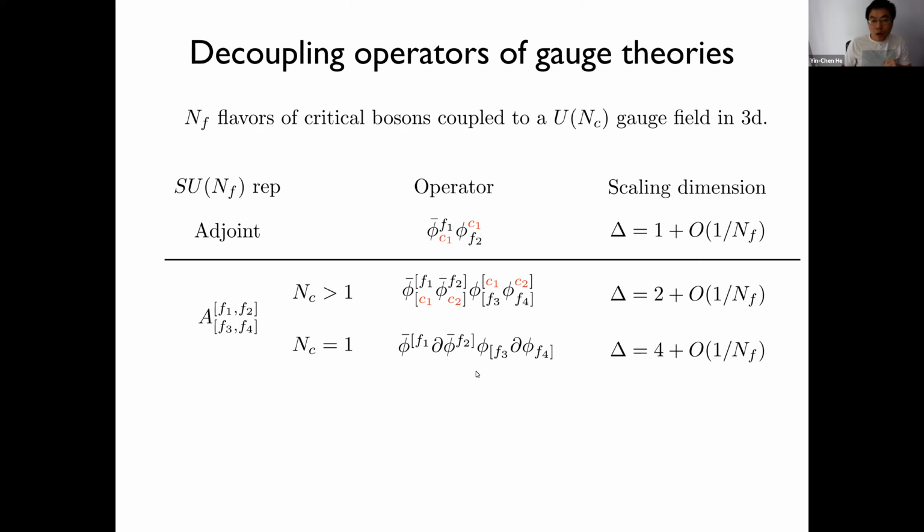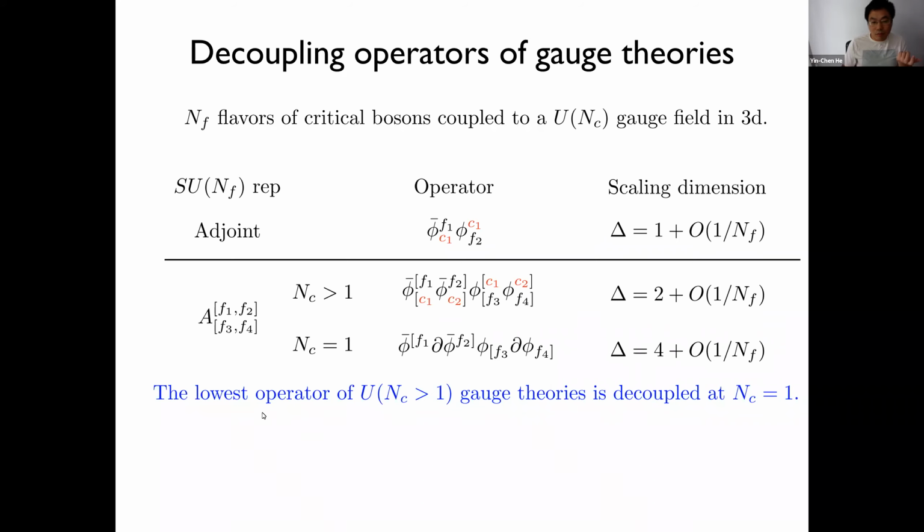But for N_C equals 1, you're not allowed to do so because you don't have enough color indices to anti-symmetrize. Again, you need to bring two derivatives to make a legal operator, and this will give you an operator with scaling dimension 4. You see, this structure is almost identical to the 2D Wess-Zumino-Witten CFTs, except that you change the representations of this decoupling operator because we are considering bosons here.